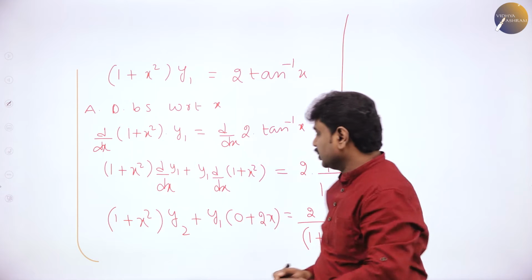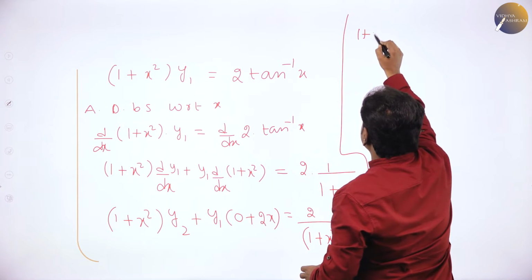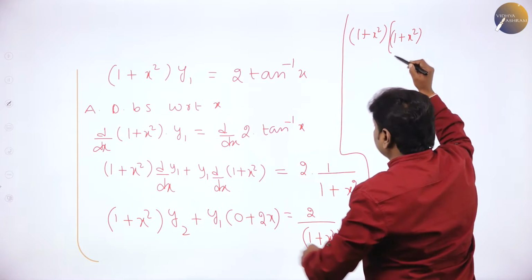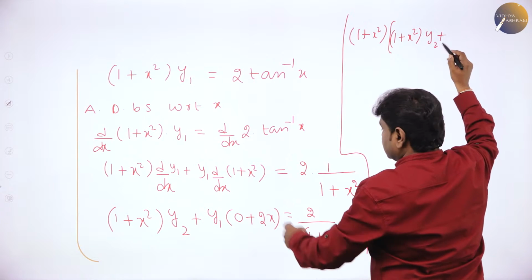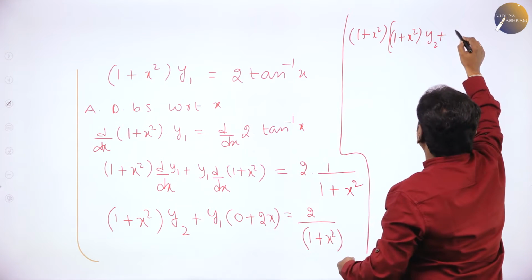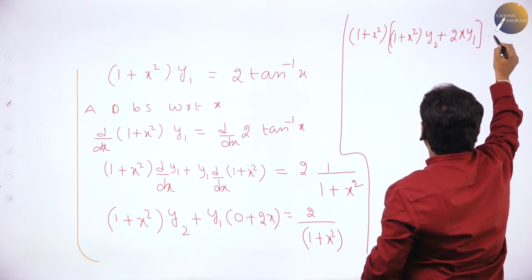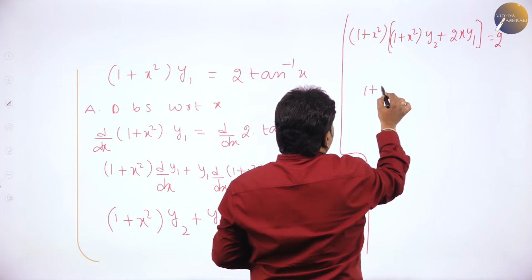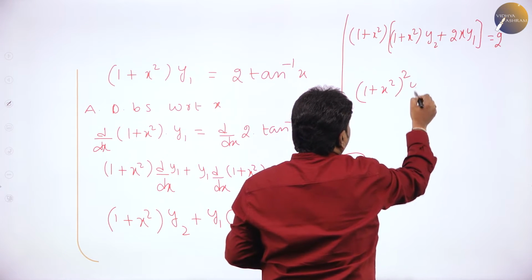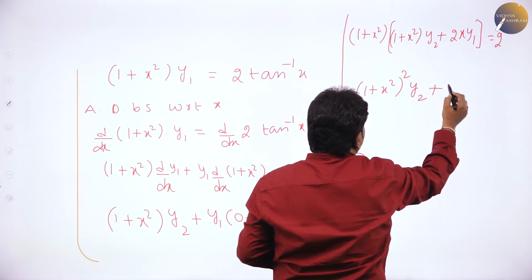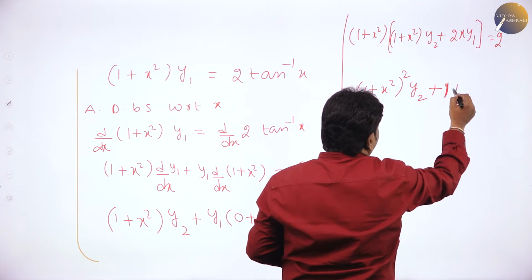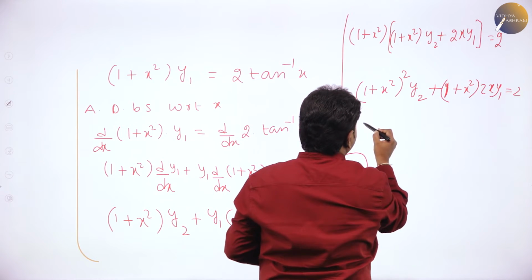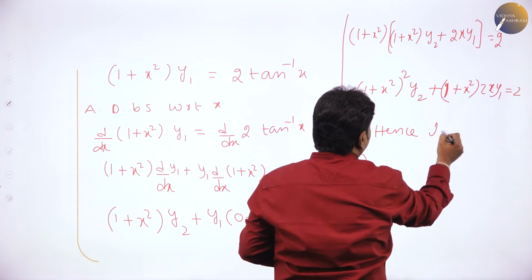If you transfer, we'll get 1 plus x square into, we are already with what? 1 plus x square into y2 plus 2x into y1, that is 2x y1, is equal to, RHS will be 2. Now multiply this, we'll get the answer. 1 plus x square into 1 plus x square is 1 plus x square the whole square into y2 plus 1 plus x square into 2x y1 is equal to 2. Hence the proof. So this is what they want you to prove. We proved it.